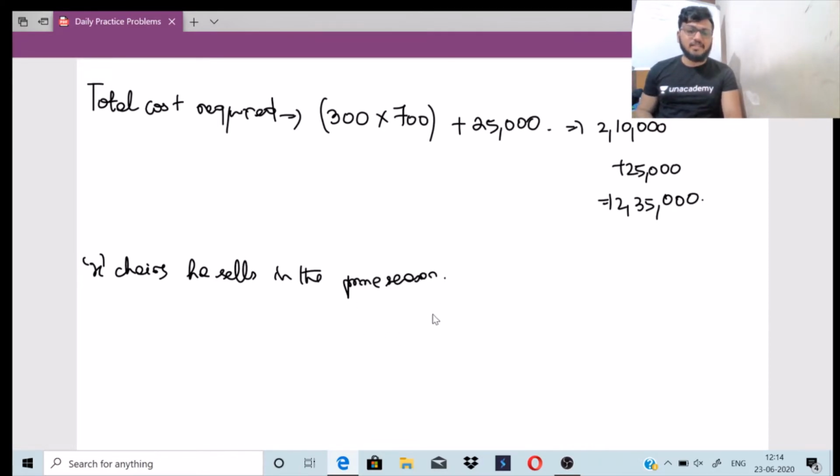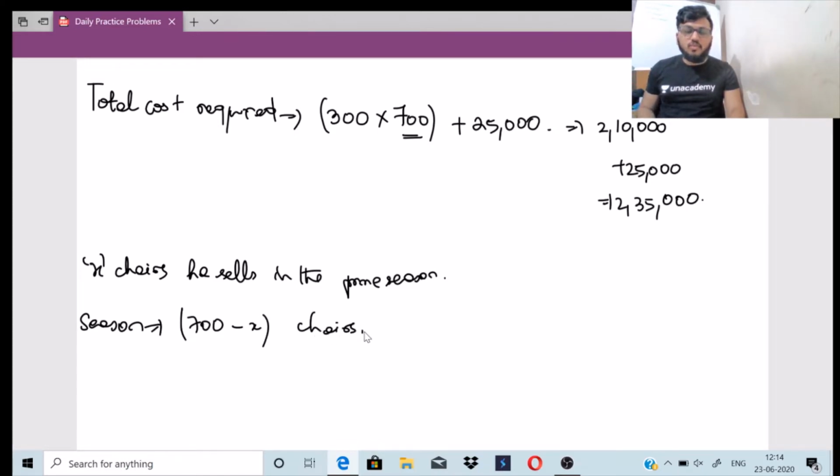X chairs he sells in the prime season. So in the normal discount season, how many chairs will he be able to sell, right? How many chairs has he produced? He has produced 700 chairs, right? So if he is selling X chairs in the prime season, then in the normal or discount season, he can sell 700 minus X chairs, right?